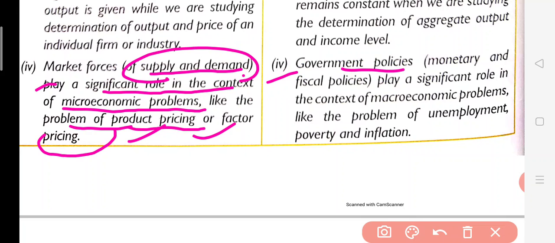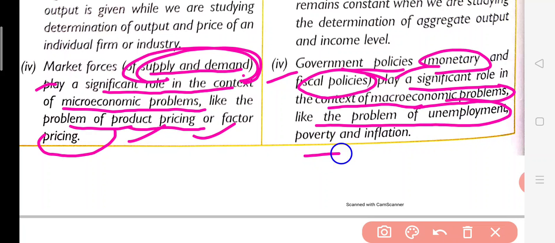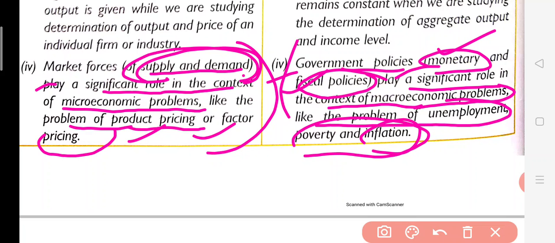Now here it is about government policies. Monetary policy is made by the Reserve Bank of India, and fiscal policy is made by the government. They play an important role here. Here supply and demand play the important role, and here the policies of the RBI and the government play an important role in the context of macroeconomic problems, like the problem of unemployment, poverty and inflation. So what is inflation? When the prices of goods become costly in the market, we call it inflation. And how is it going to be solved? By discussing monetary policy. The Reserve Bank of India is going to interfere, and the government is going to take a decision on what can be done about the prices which are rising, so that they can bring them down. This discussion will be done under macro, and supply and demand, these types of discussions at the individual pricing of a firm, will be discussed under micro. So that's all. Thank you.